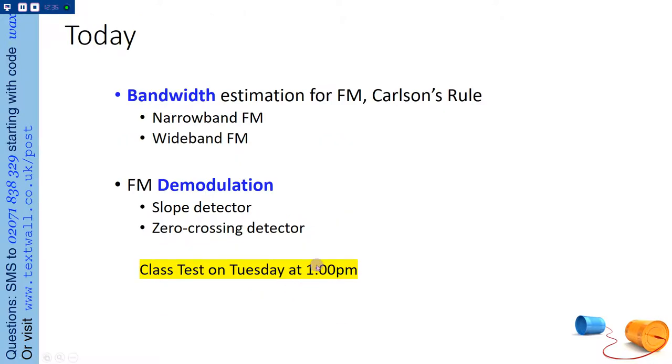Today we're going to talk about how much bandwidth we need. And I keep saying I'm going to estimate the bandwidth because it's not possible to calculate the bandwidth. So for AM, for DSB, VSB, SSB, we could calculate the bandwidth very accurately because it was either FM or 2FM or 1-point-something FM for VSB. But for frequency modulation, we can't do that because the bandwidth is actually infinite. What we can do is we can estimate the effective bandwidth.